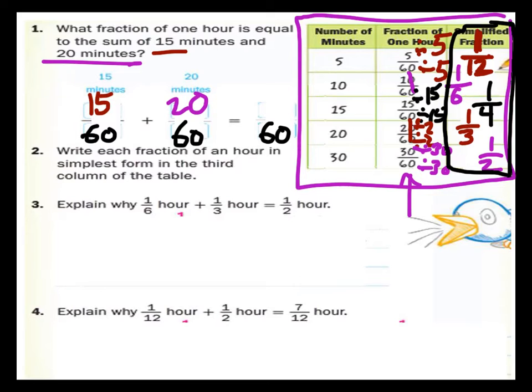15 plus 20 is 35. Yeah, 35, very good. So 35 over 60.